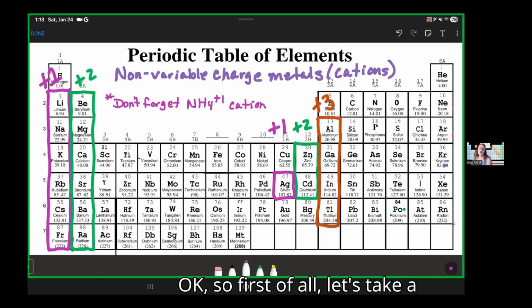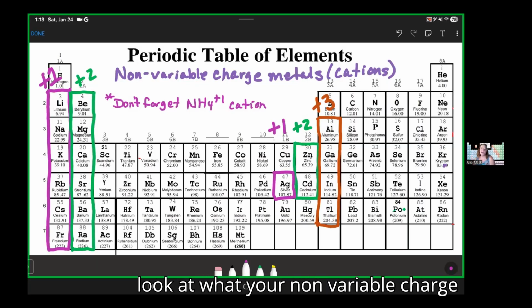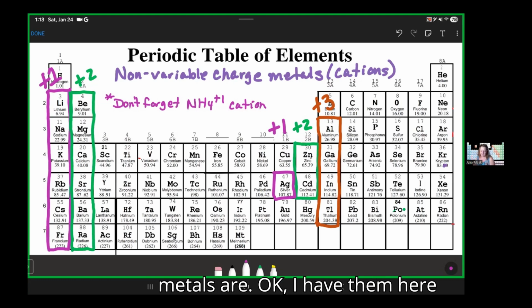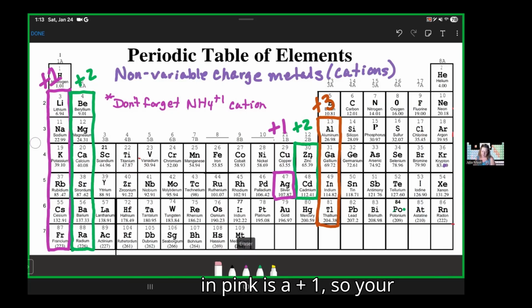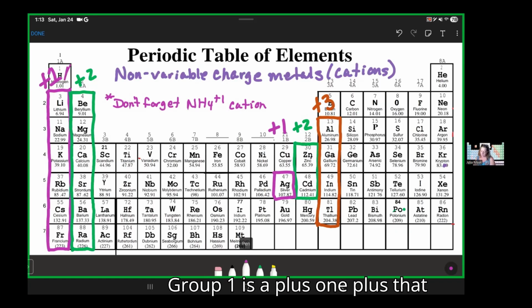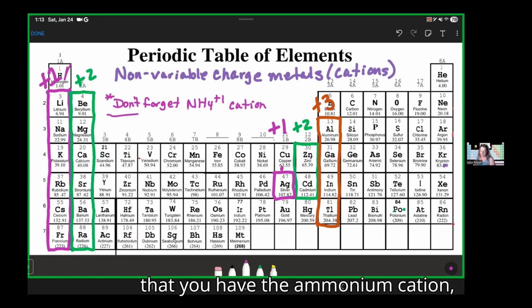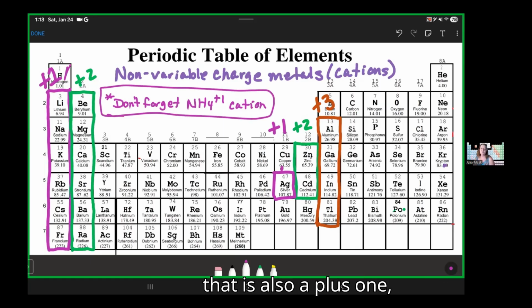Okay, so first of all, let's take a look at what your non-variable charge metals are. I have them here highlighted in their colors. Anything in pink is a +1. So your group 1 is a +1, plus that silver is a +1. And don't forget that you have the ammonium cation that is also a +1, right?